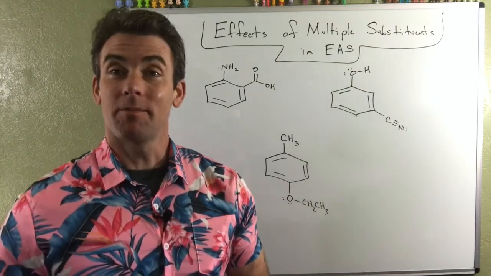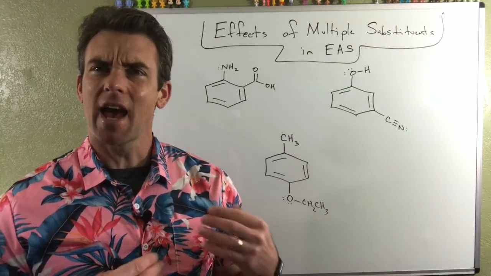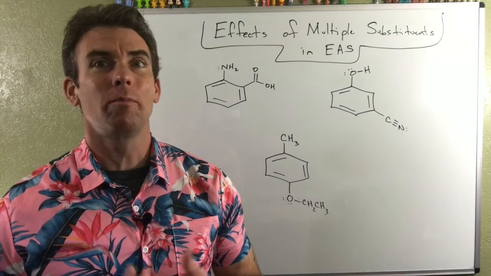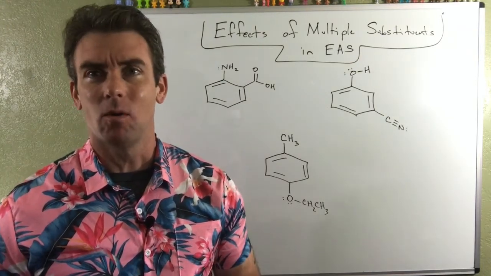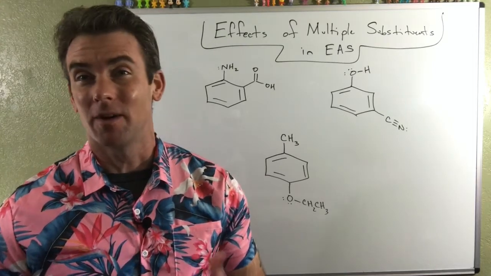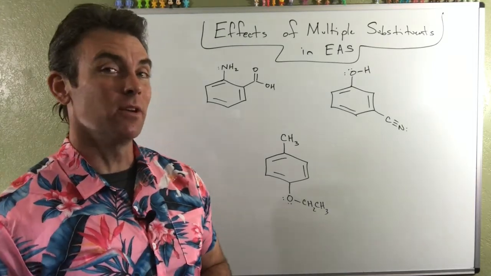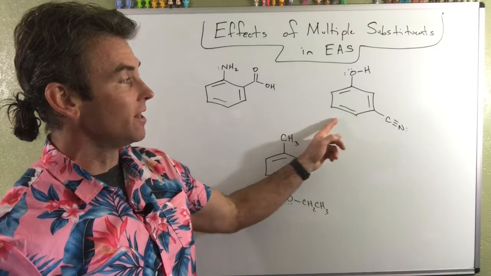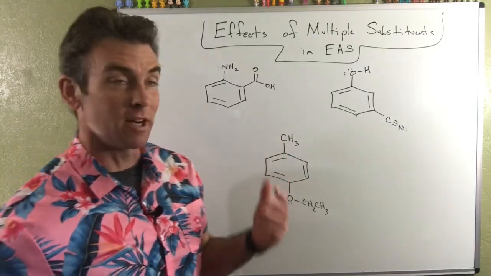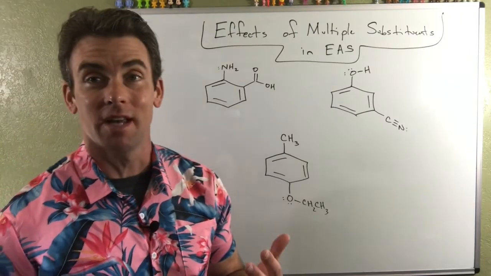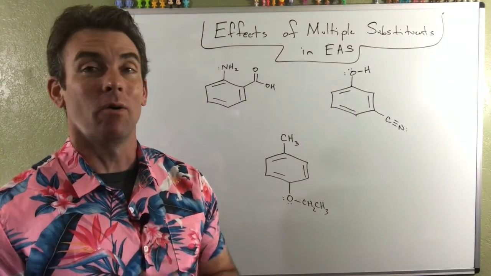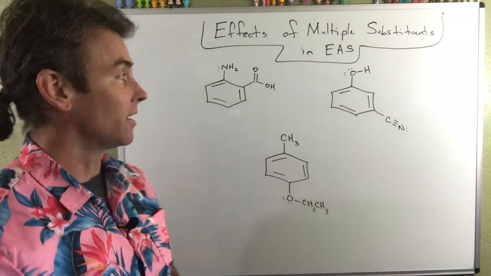But another concept that we have to keep in mind is that usually activators are a little better at directing when there's any kind of competition, like maybe one group directs one way and another group directs another. So probably the best way to do it is to just learn about it in these 3 different examples. I tried to pick out a couple of different groups so we could practice with how activating or how deactivating they are, and also the whole idea of ortho, para, and meta directing.